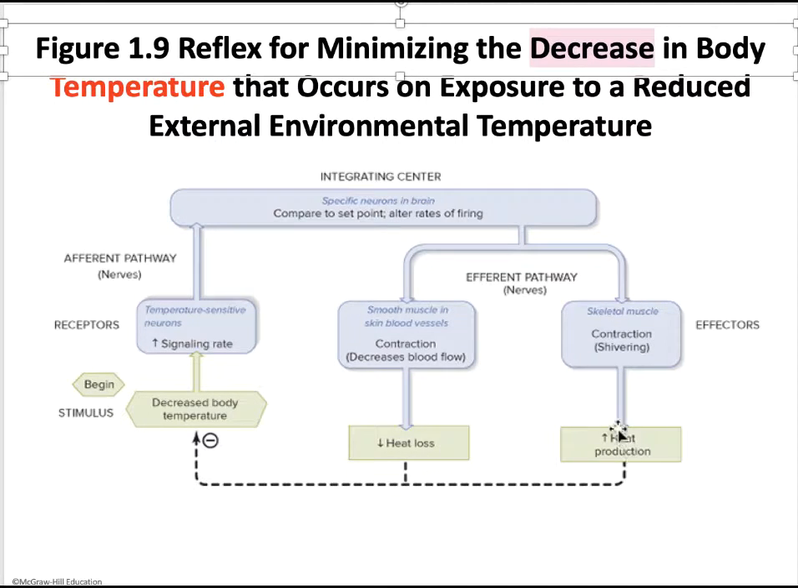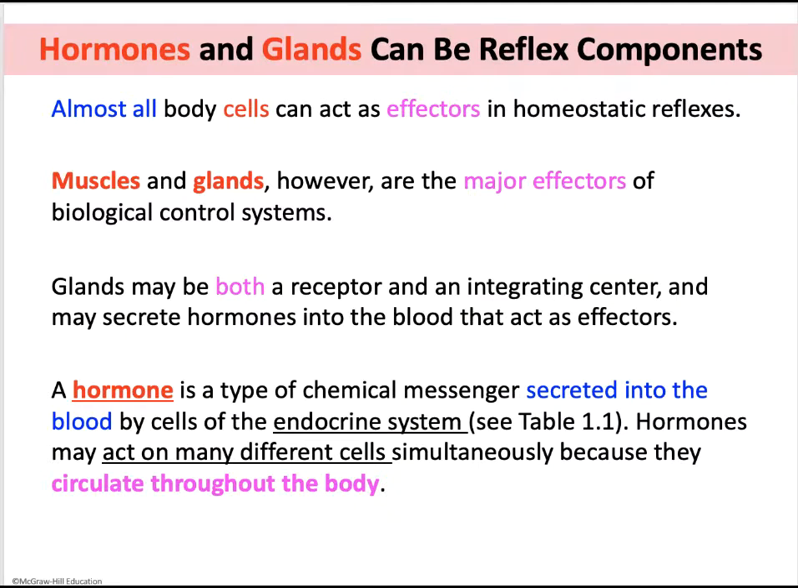And here we have the generation of heat through shivering. Both of them counteract the decrease in body temperature, so these would have a negative feedback on decreased body temperature, and that's why you see the negative sign right there. Research in physiology has shown that almost every cell in the body can act as an effector when it comes to homeostatic reflexes. So effectors, they carry out the wishes of the body.